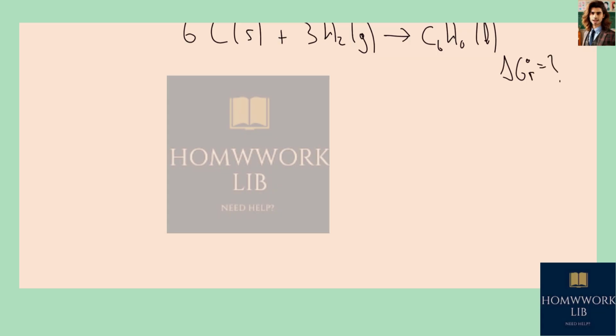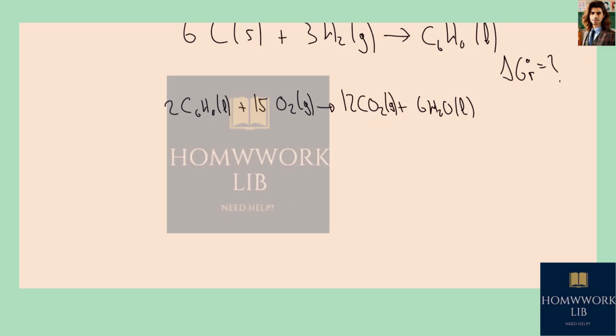in kilojoules. Given the following information, we are told that the combustion energy corresponding to 2 moles of C6H6 liquid plus 15 of oxygen gas, producing 12 of CO2 gas plus 6 of water liquid, of course, is going to have a value for delta G equal to minus 6,399 kilojoules.